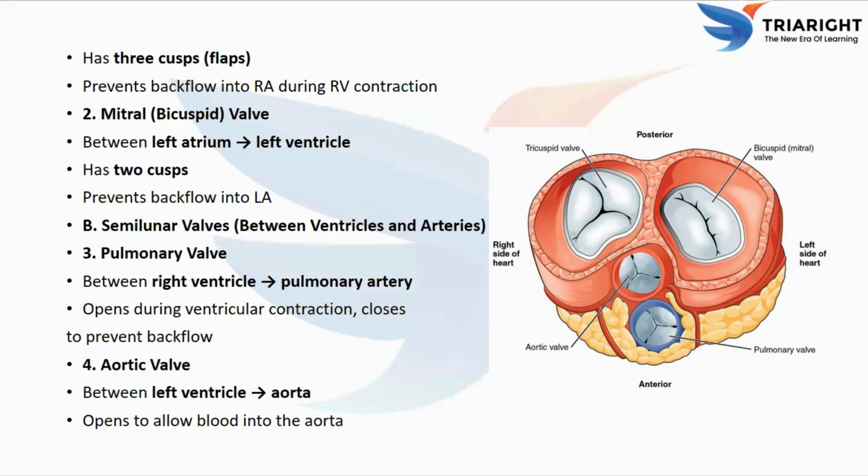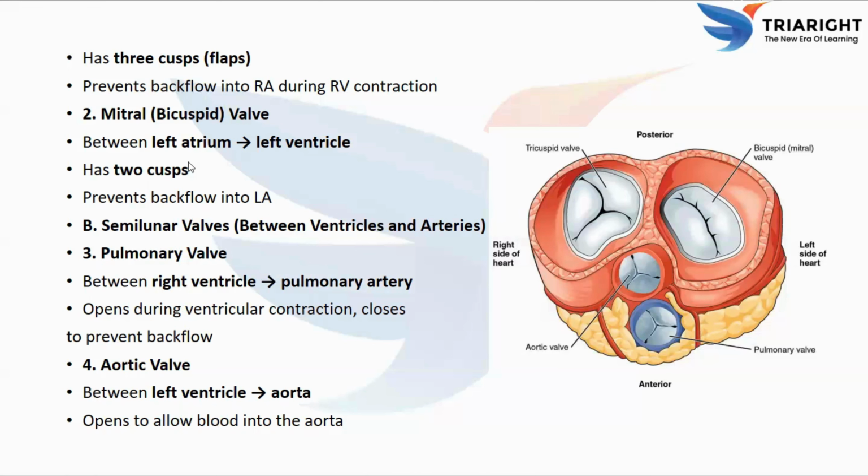So this mitral valve is situated between the left atrium and the left ventricle. It has two cusps, okay? Whereas the tricuspid valve has three cusps. You can clearly see in the picture. This prevents the backflow into the left atrium. So the left side has bicuspid, left equals bi, two. Bi means two, okay? So tricuspid and bicuspid valves are called the atrioventricular valves.